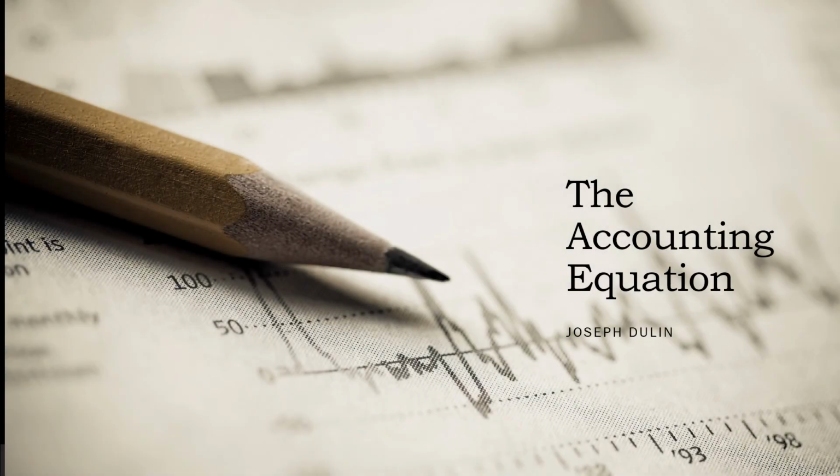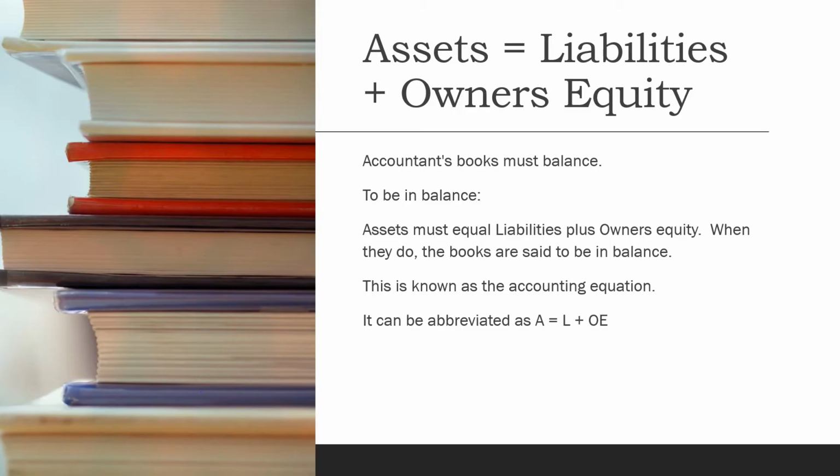In this video, we're going to take a look at the most basic of all things in accounting, the accounting equation. Assets equal liabilities plus owner's equity. Accountants' books must balance. To be in balance, assets must equal liabilities plus owner's equity. When they do, the books are said to be in balance. This is known as the accounting equation. It can be abbreviated as assets equal liabilities plus owner's equity.